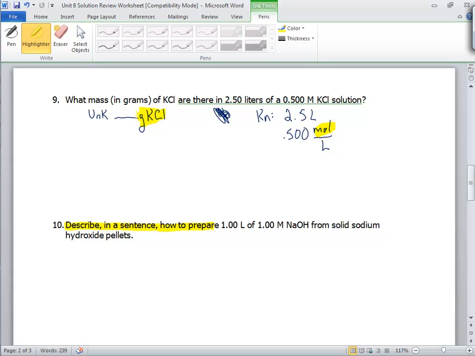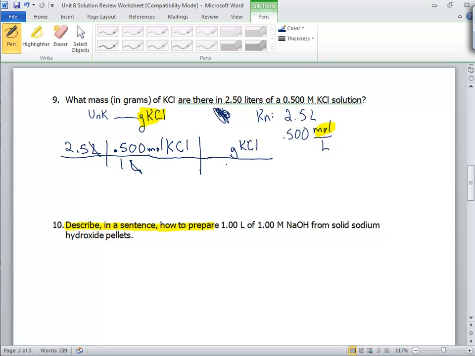So as I set this problem up, that's the first thing I'm going to do is get rid of the liters. I'm just going to say, okay, 2.5 liters of this solution times how many moles per liter? 0.5 moles per liter. The liters cancel, and I now have moles of potassium chloride. Well, I know how to do the rest of the problem because I know how to change moles of potassium chloride to grams of potassium chloride.